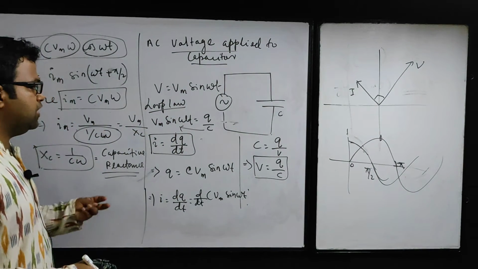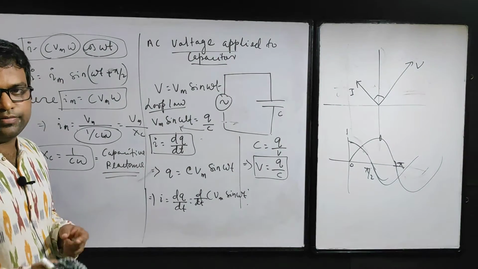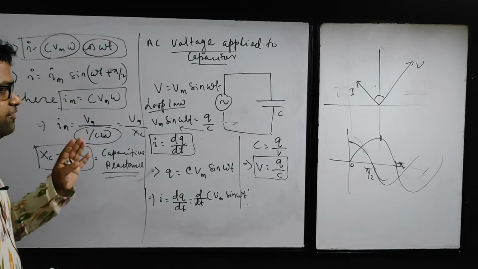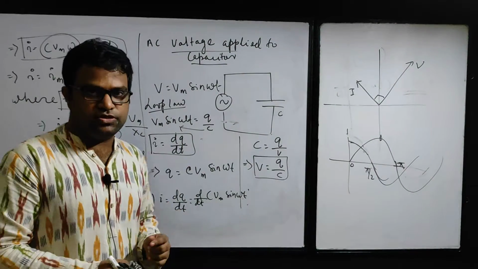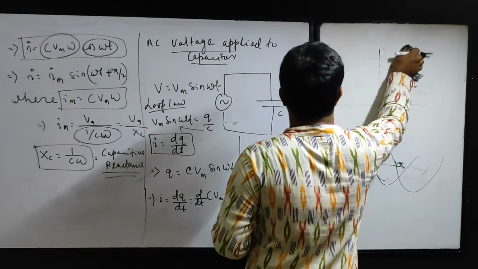So this is your phasor diagram, this is your rotating vector diagram, and this is the waveform. Right. Now we can also calculate the power. The average power for this case will be 0. Let us calculate how you can do that.